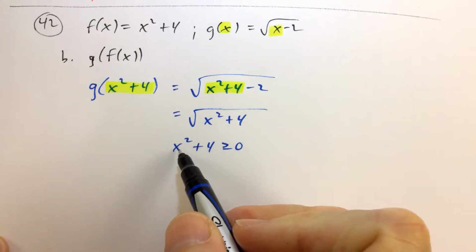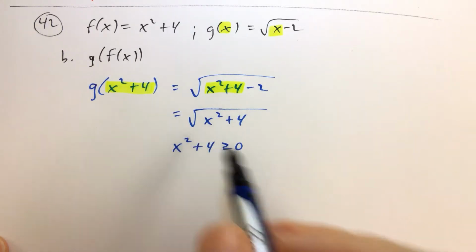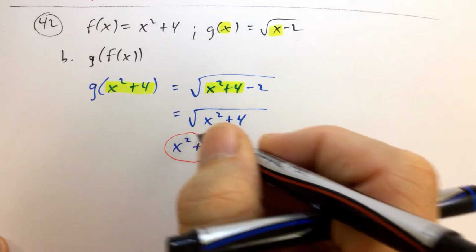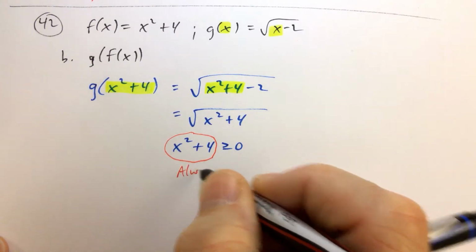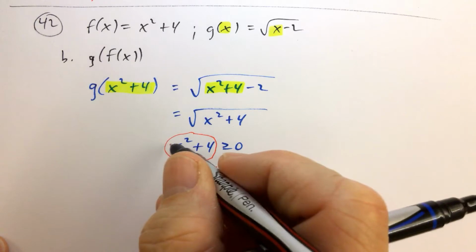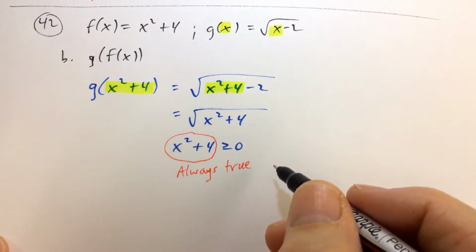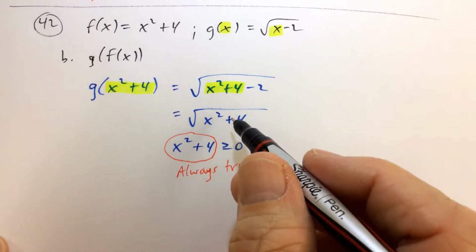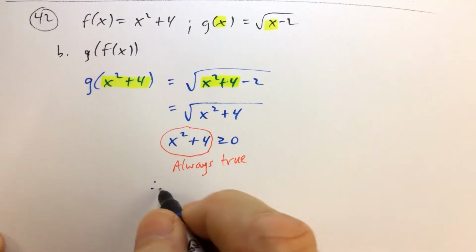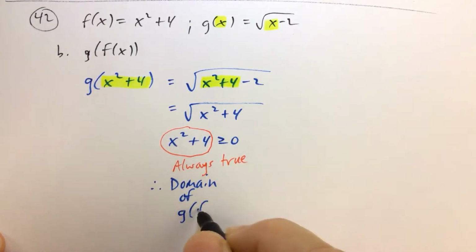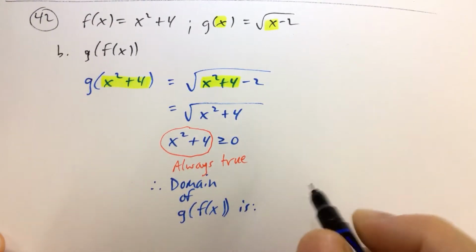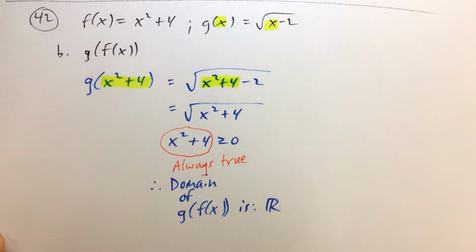And for what real numbers is this inequality true? Well, understanding that x squared plus 4 can never be even equal to 0, it has to be always positive, we would see that this is always true. If this statement is true for all real numbers, then there are no exclusions on what x can be. So therefore, the domain of g of f of x is all real numbers. So there are no exclusions. If we find an exclusion, great, then we don't have a domain of all real numbers. But here there are no exclusions.